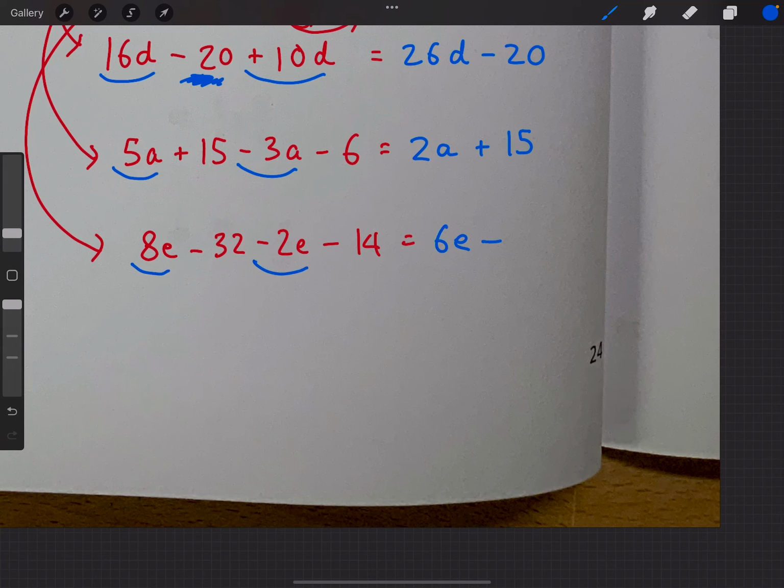Alright, next page. For question 17, factorize. You don't have to do factorize. You haven't learned factorize yet. So cross that question out. Don't need to do that one.